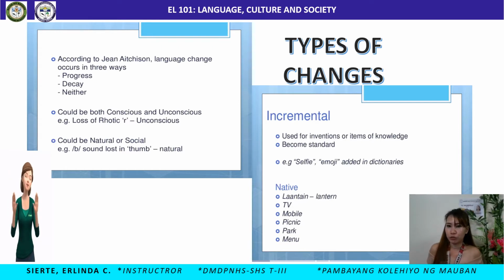Now let's have the types of changes. We have incremental, which is used for inventions or items of knowledge, and it becomes standard. Example, the word selfie, and then we use emoji for this, which is added in dictionaries. For native, we have lantern, something that we are more familiar with. And then TV, mobile, picnic, park, and menu.